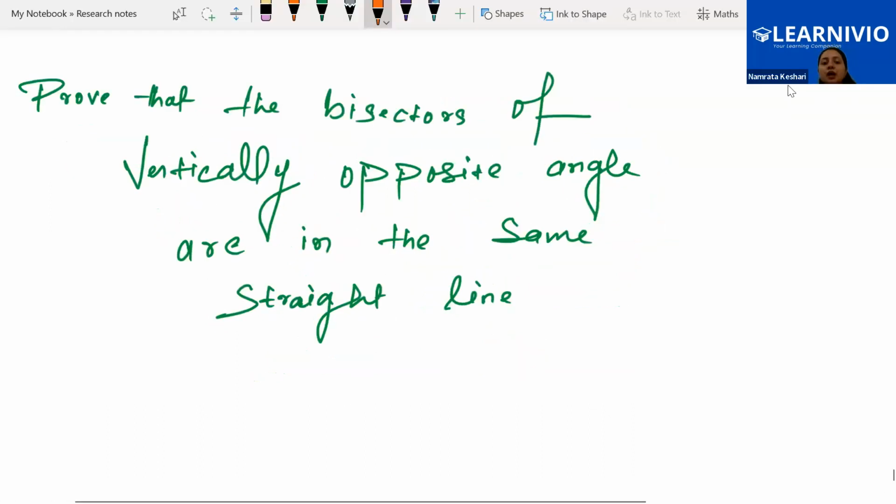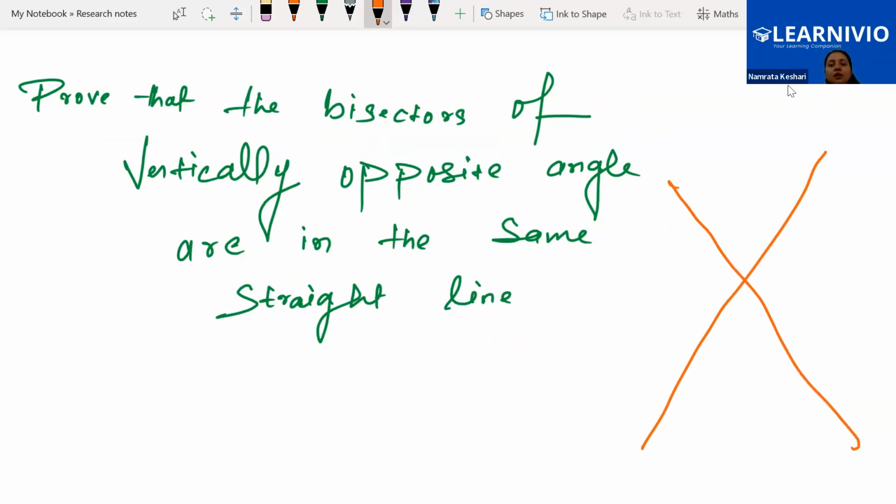We have to prove that the bisectors of vertically opposite angles are collinear. Suppose we have two lines intersecting each other like this. Suppose this one is one of the angles, this one is one of the angles. We know that these two are vertically opposite angles, right? We also know that this one and this one are vertically opposite angles. So the bisector of either these orange angles or the green angles lies on the same straight line. That's what we have to prove over here.